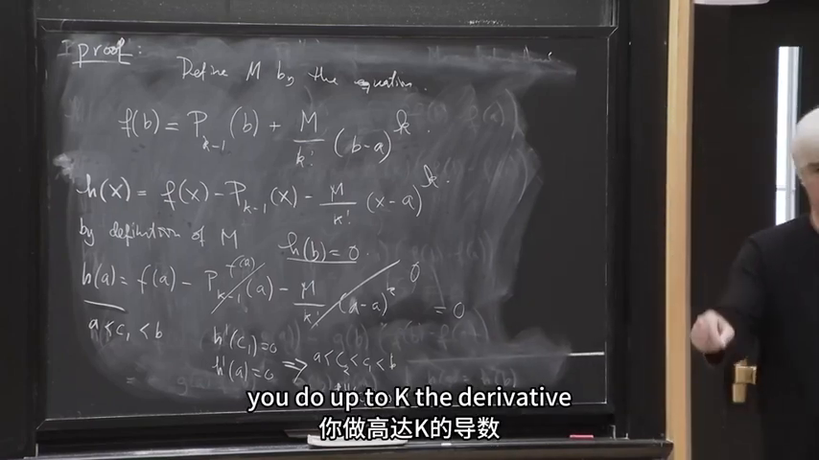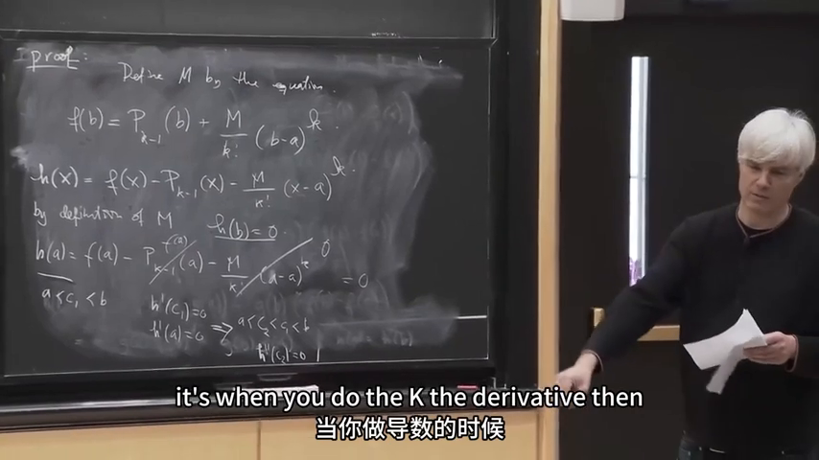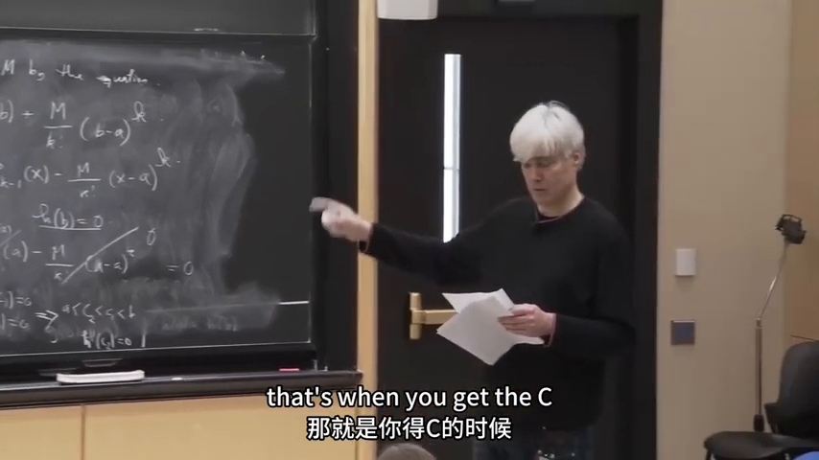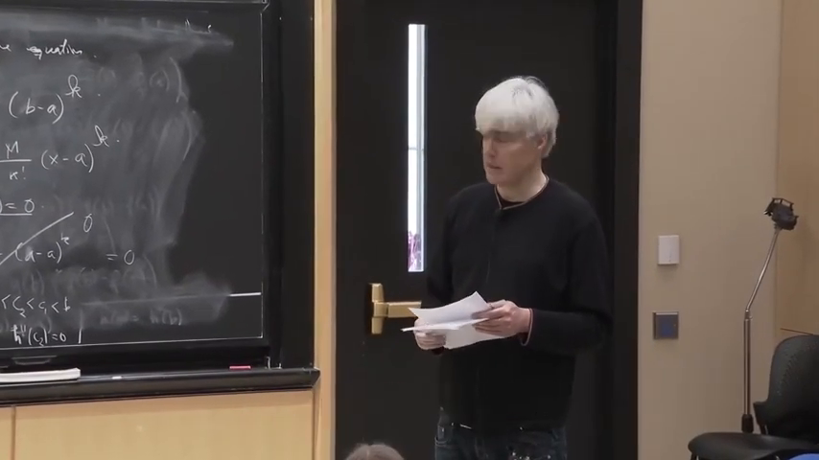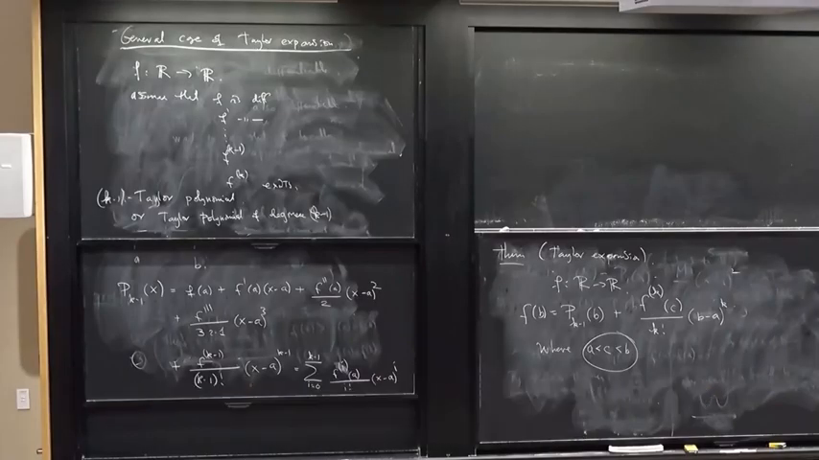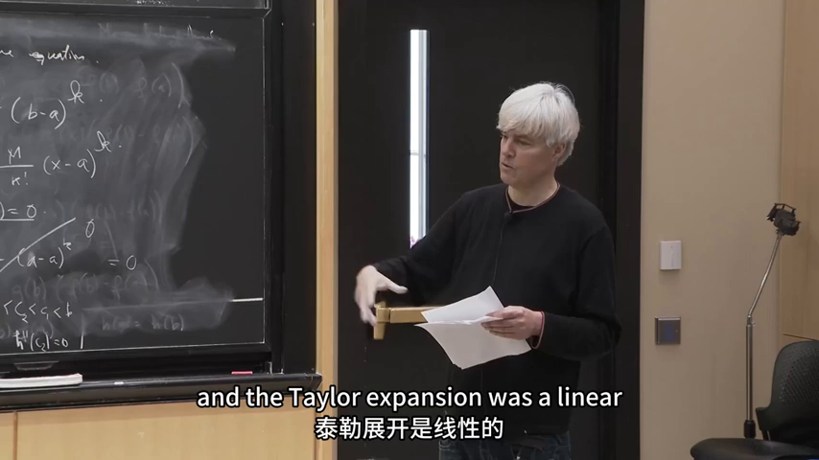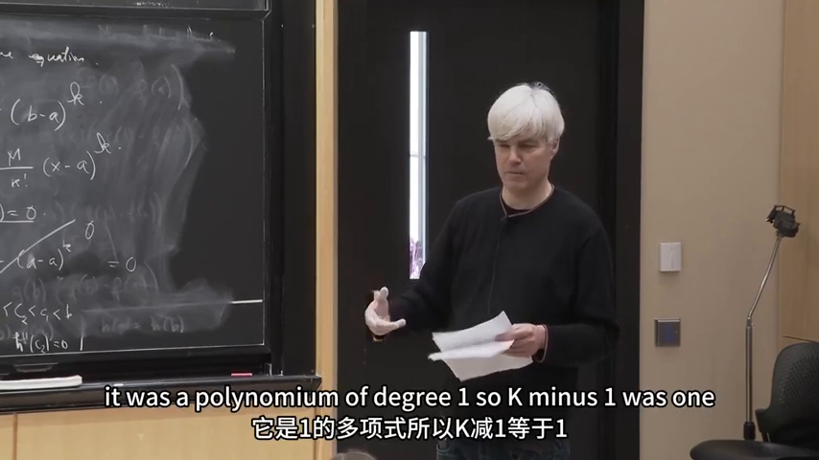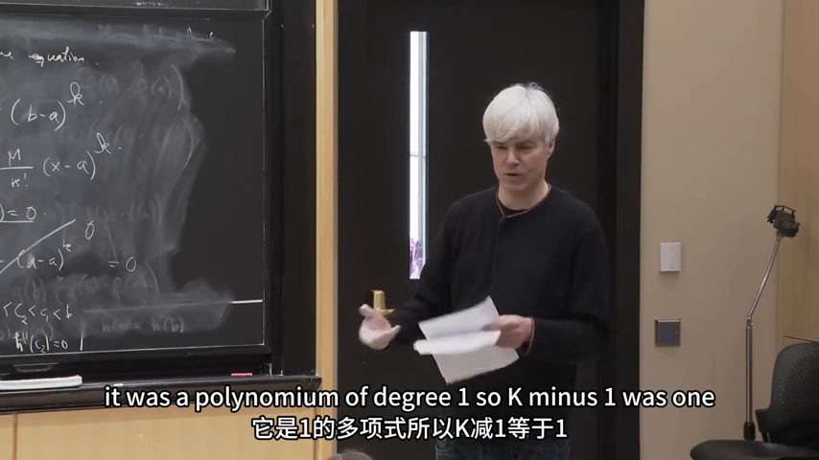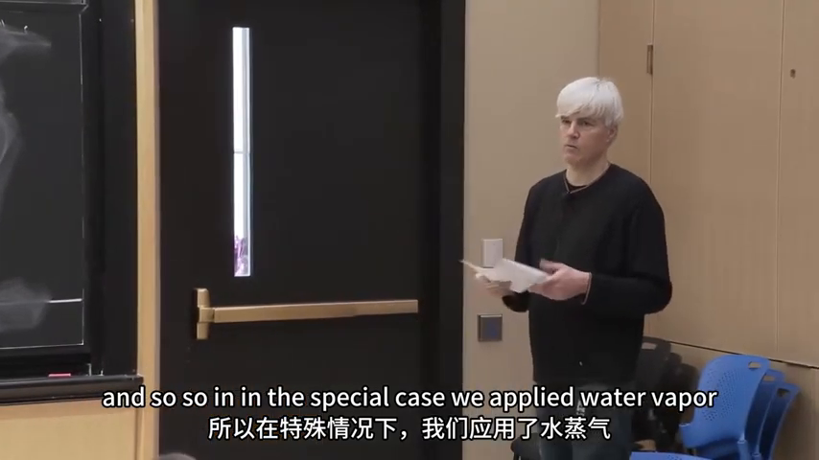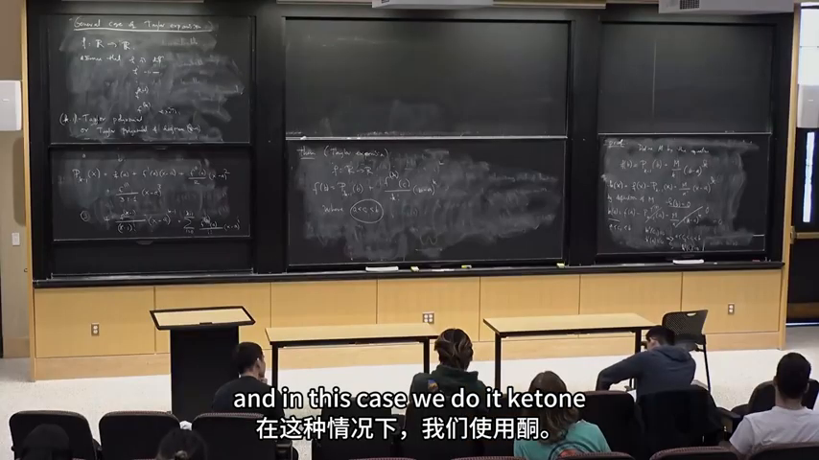You do up to the k derivative. It's when you do the k derivative that you get the C that you're actually looking for. In the special case, I looked at k equal to 2, and the Taylor expansion was a polynomial of degree 1, so k minus 1 was 1. So in the special case, we applied Rolle's theorem twice, and in this case, we do it k times.